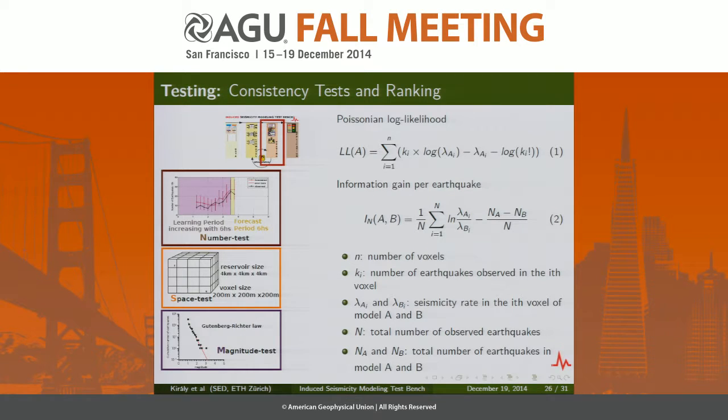What we do for the testing is we are interested in the consistency. So we take a learning period, we educate our model, so we calibrate all parameters for this period, and then we forecast for the next 6 hours. Then we take a 6-hour step, recalibrate all the parameters, and forecast for the following 6 hours. In terms of space, we are interested in the spatial distribution.